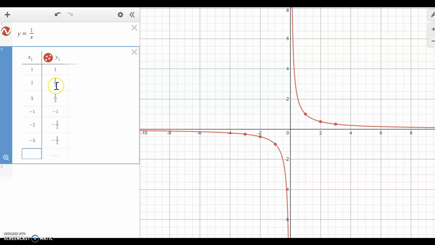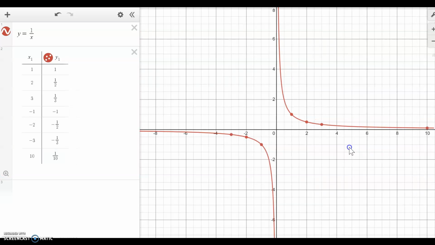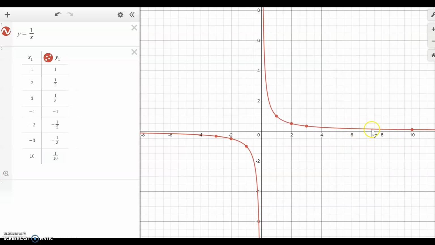So you'll notice all these y values are really, really small numbers. And if you kept going up to, let's say, positive 10, then you would have x be positive 10 and y be 1/10. And those outputs will just get smaller and smaller and smaller, as you see right over there. And that's why this graph approaches the x-axis here, because the outputs are getting so small, they're getting really close to 0.